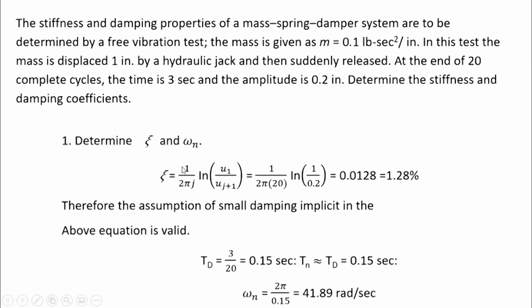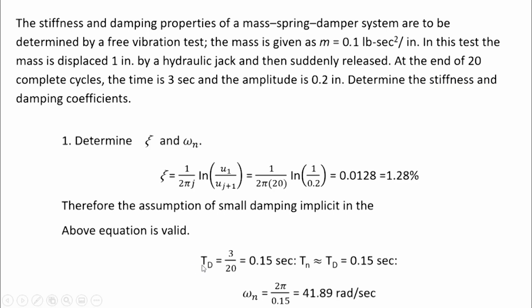So now we can calculate the natural frequency. To do that, we will find out the natural period first. This system is a mass spring damper system, so it will have a damped natural period. We can calculate the damped natural period using the time taken for 20 cycles. It is given that 3 seconds was the time taken for 20 complete cycles.